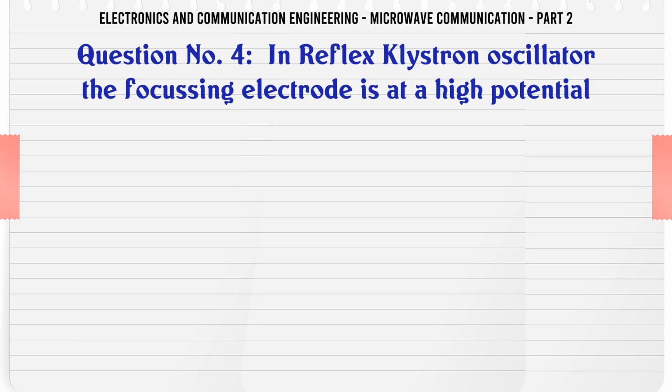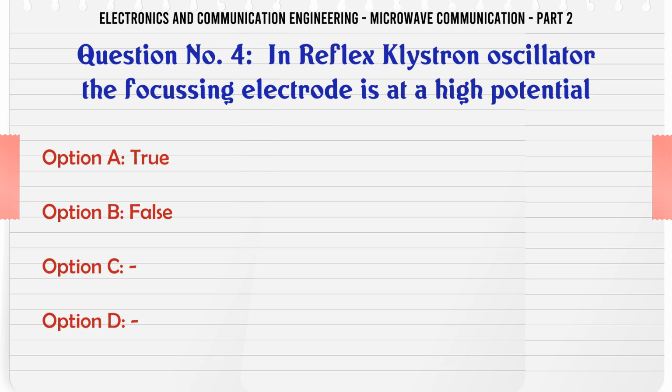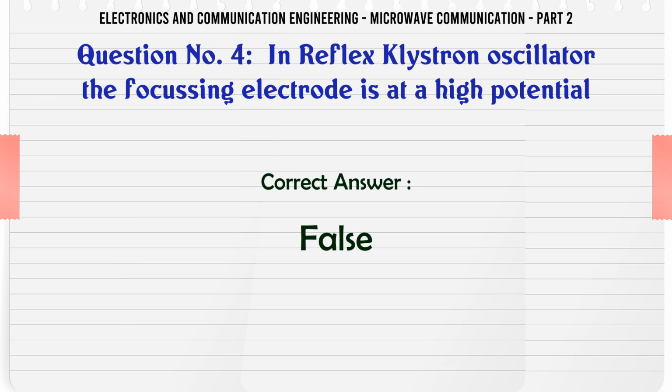In Reflex Klystron oscillator, the focusing electrode is at a high potential. A: true. B: false. The correct answer is false.